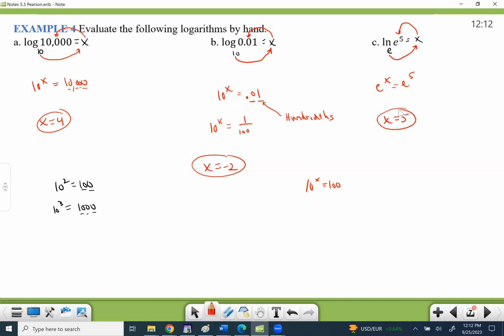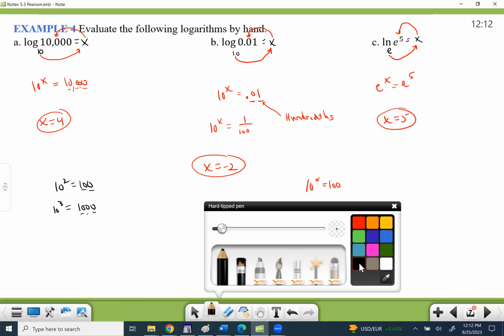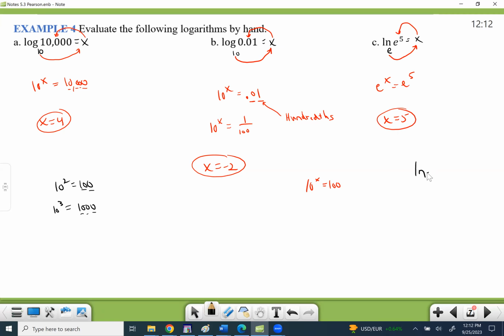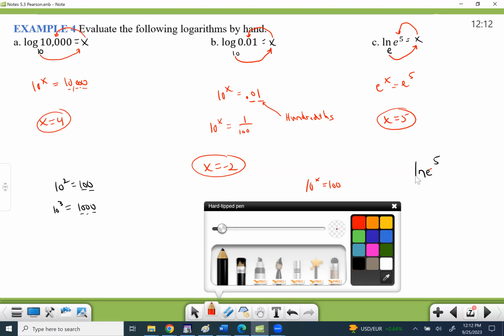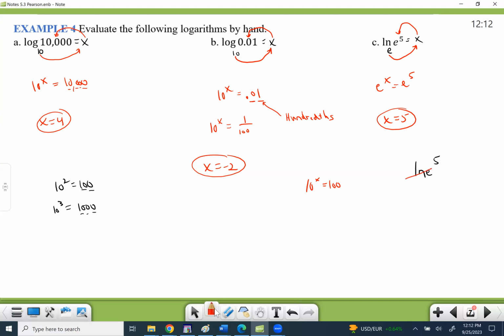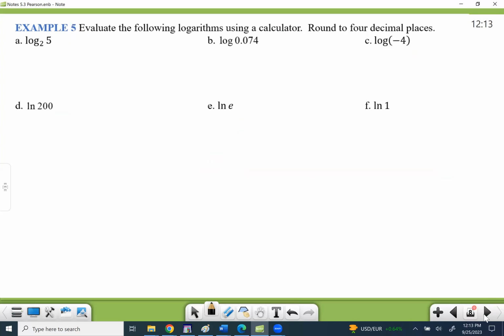Now, just FYI, for future reference, if you see natural log of e to whatever, in this case 5, natural log and e are inverses, so they will undo each other. So you can cross them off, and that'll be the answer. Anytime we see natural log of e, you guys, boom, cross it off, done. And that's because they're inverses.